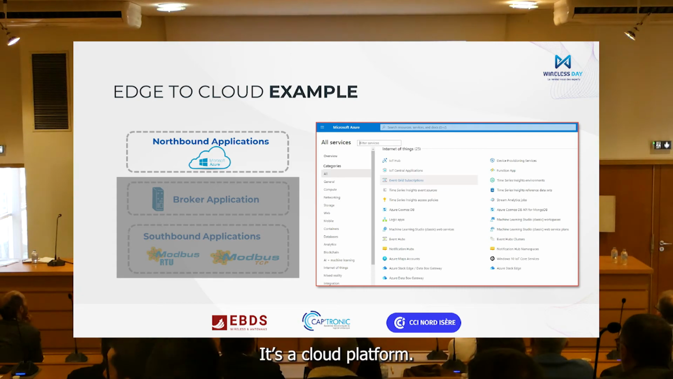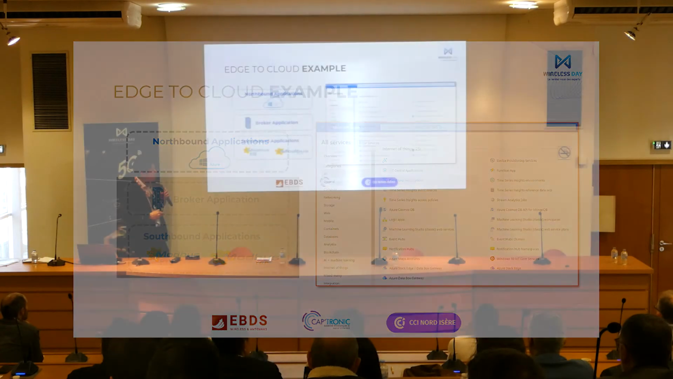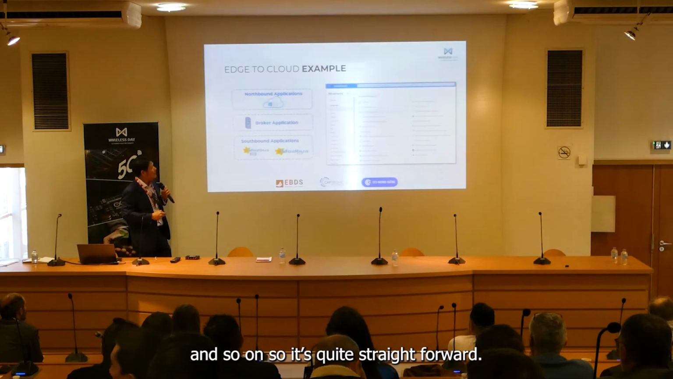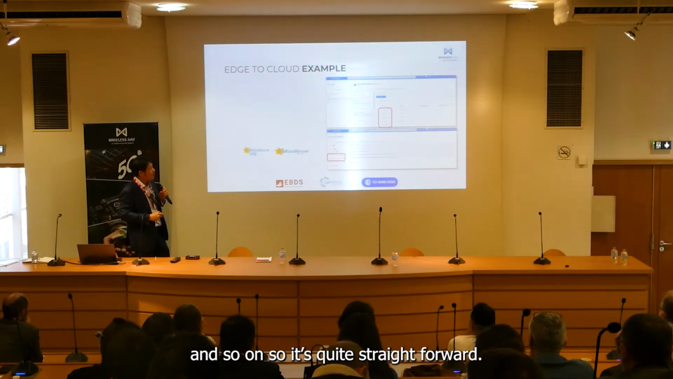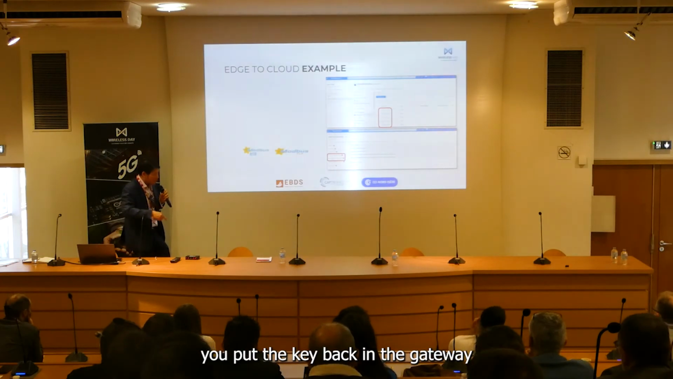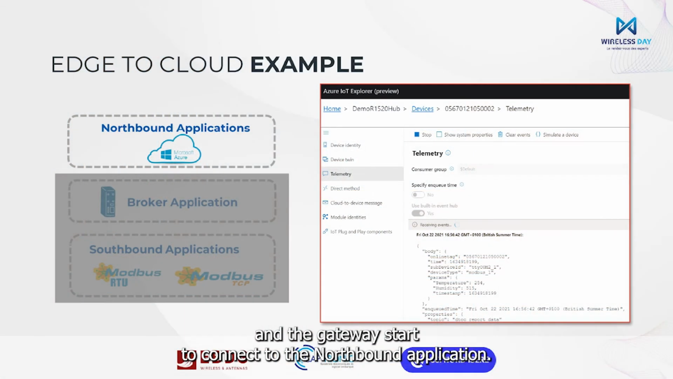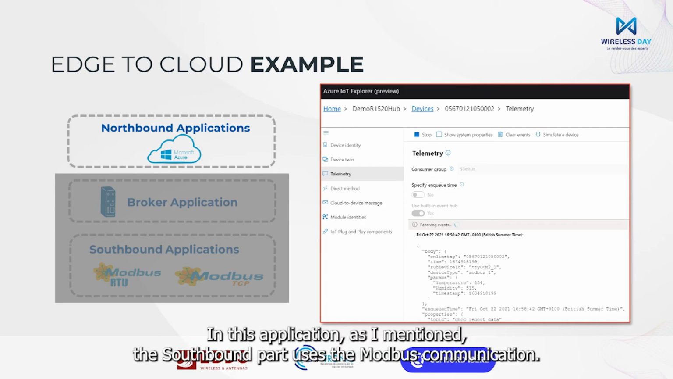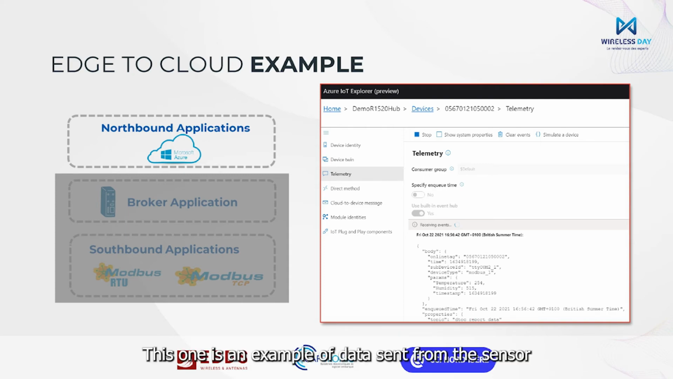So it's a cloud platform. You just need to configure, create a project, the IoT hub, and so on. It's quite straightforward. You create your project and you generate a key. You put this key back into the gateway, and the gateway starts to connect to the northbound applications. In this application, as I mentioned, the southbound part uses Modbus communication.